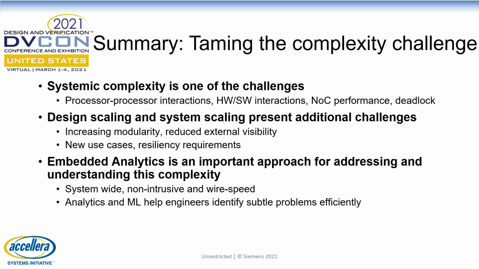In summary, one of the main challenges in SoC design and deployment is systemic complexity. This complexity arises from processor-to-processor interactions, hardware-software interactions, the performance and capabilities of the NOC, and so on. New use cases, post-silicon and in-field, need to be implemented and optimized. This can place limits on the design and system scaling. Addressing the complexity in a timely fashion translates to quicker deployment and thus into revenue.